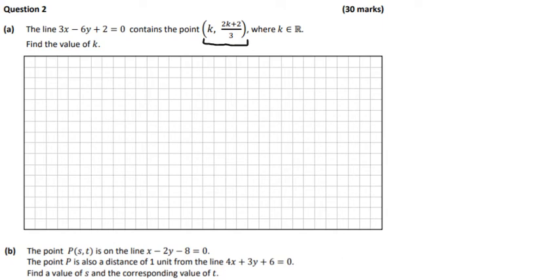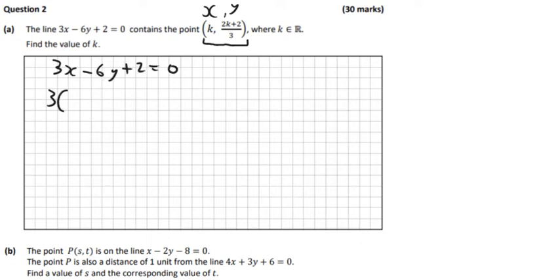All you're going to do when you know that a point is on a line, it doesn't matter what it is, as long as a point is on a line you can just sub in the values for it. So that's your x coordinate and that's your y coordinate. So you can just put in those instead of your x and y. And it should work out nicely here, with an equation with just k in it. So 3 times x minus 6y plus 2 equals 0.